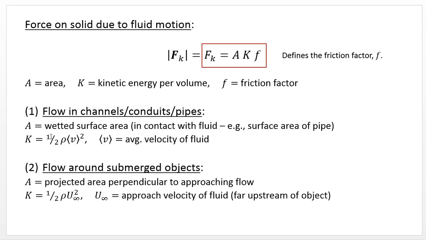The kinetic energy term is 1/2 rho times the average velocity squared. This V in angular brackets is the average velocity of the flow through the pipe or channel or conduit, as we've designated here.